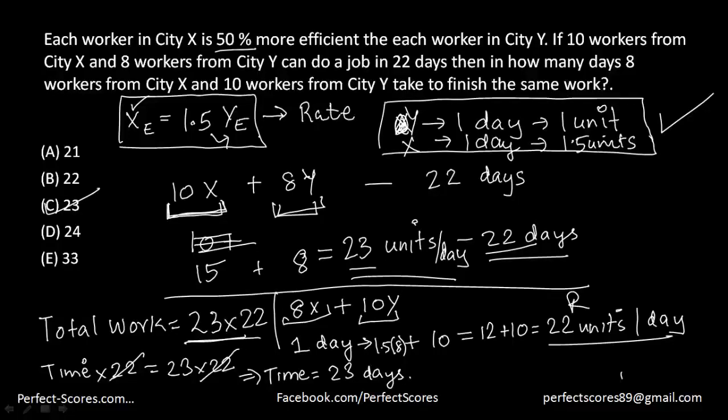Now the question asked me that 8 workers from city X and 10 workers from city Y will take how much time to finish the same work. So 8 workers from city X will finish 12 units every day, and 10 workers from city Y will finish 10 units every day. That means totally they're finishing 22 units every day, and for them to finish this many units, it is going to take, now time into rate is equal to work. This is what we are again following here. That's the universal equation. Work done is equal to rate into time, and I just put that there, and I got the total time taken would be equal to 23 days, right?